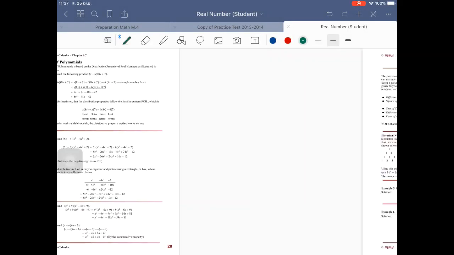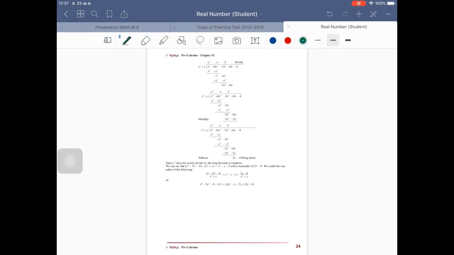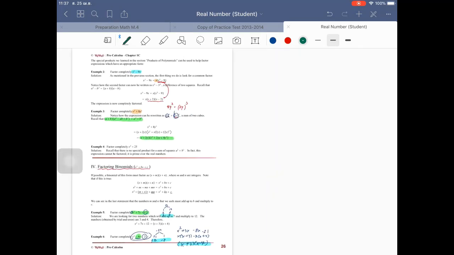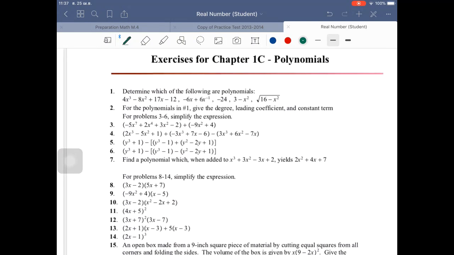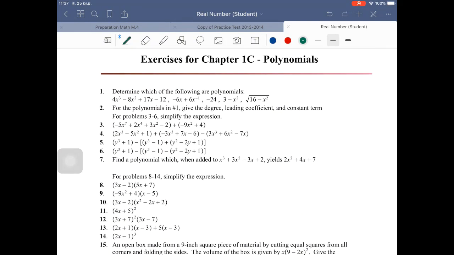Okay, everyone turn to page 29. Turn to page 29. Okay, try to do some questions. Let's do the odd numbers 3, 5, and 7. Okay, I give you 7 minutes.